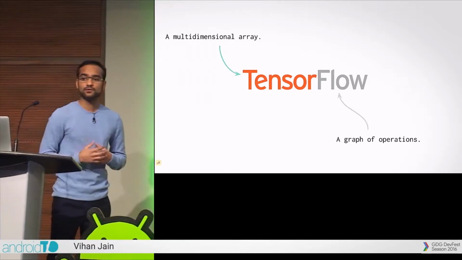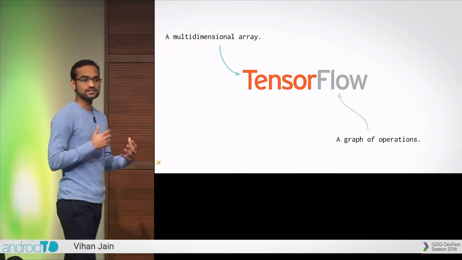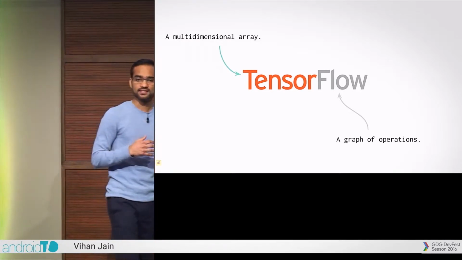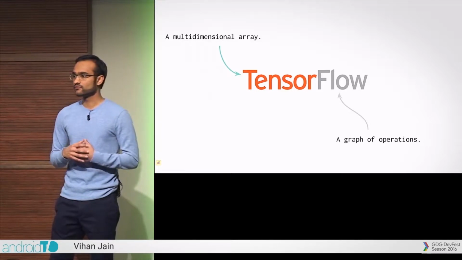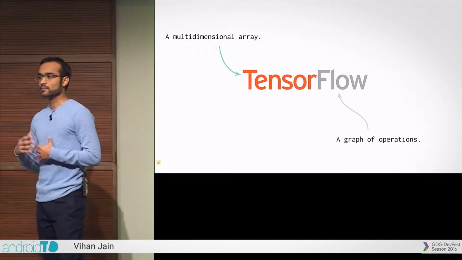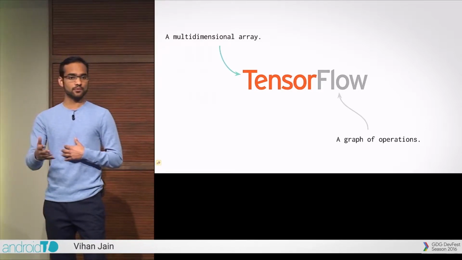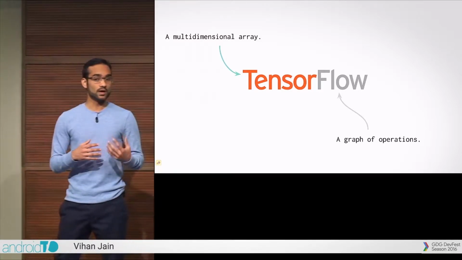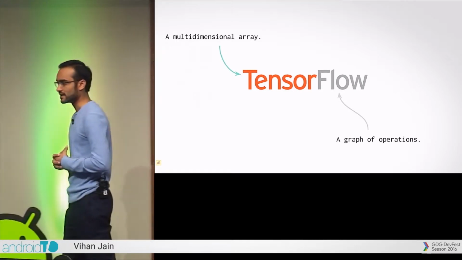So the name TensorFlow is actually composed of two words, tensor and flow. So what is a tensor? A tensor is a multidimensional array. It could be an array of integers, floats, strings, whatnot. By multidimensional, I mean it could be a scalar, like 7 or apple. These are all tensors. It could be a 1D array. It could be a 2D matrix, a 3D cube, anything.